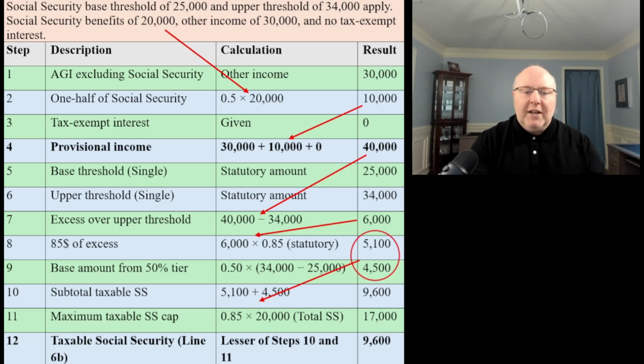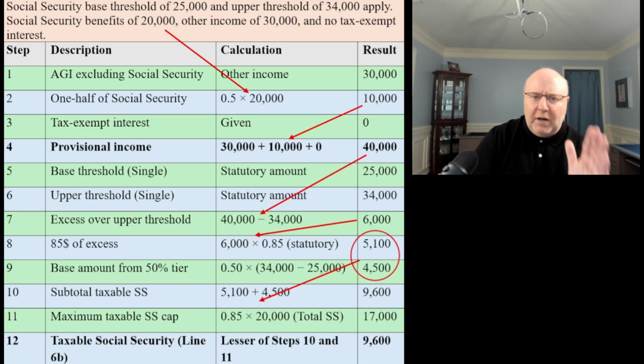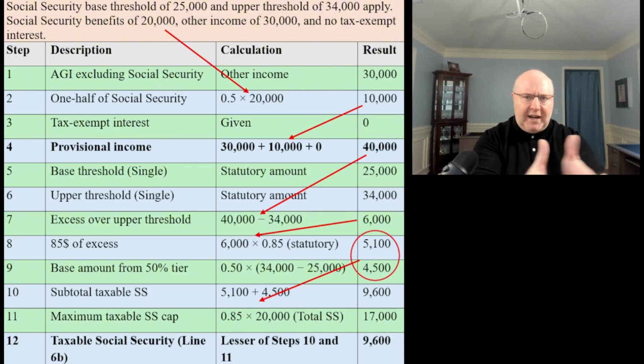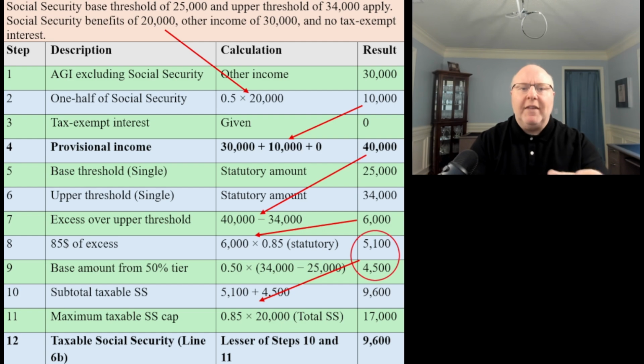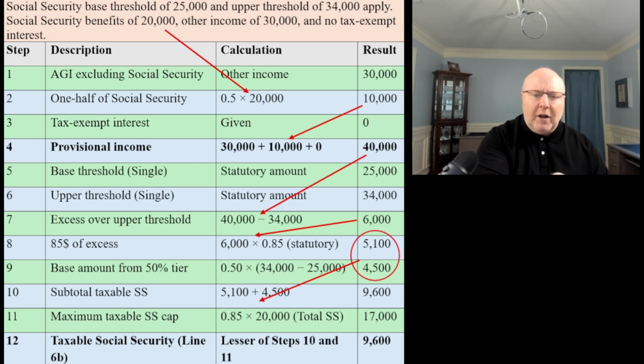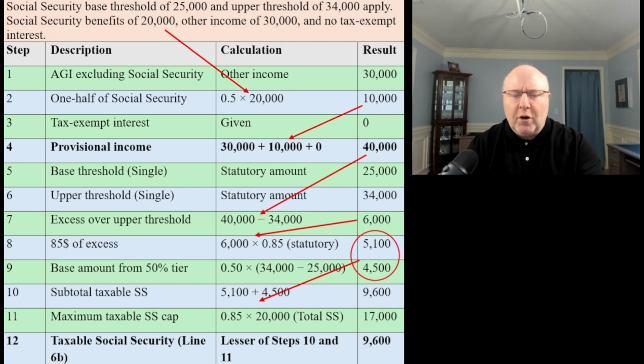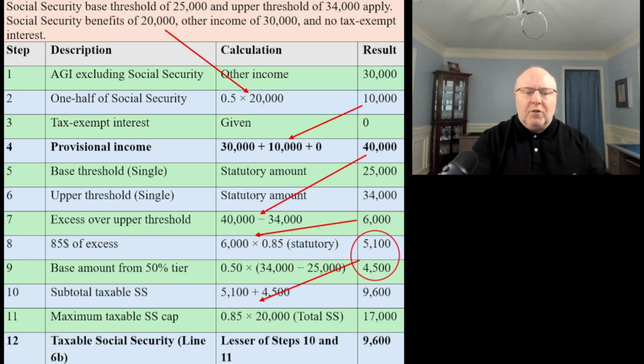Then what we do is we say, okay, now let's take a look at the 50% bracket portion of it, right? Well, $25,000 to $34,000. It's that $9,000 bracket. In this situation, we completely went through all 9,000, right? So we're going to go 9,000 times the 50%, times 0.50. So that equals $4,500. So now all we have to do is subtotal those, the 5,100 plus the 4,500, that gives us $9,600.